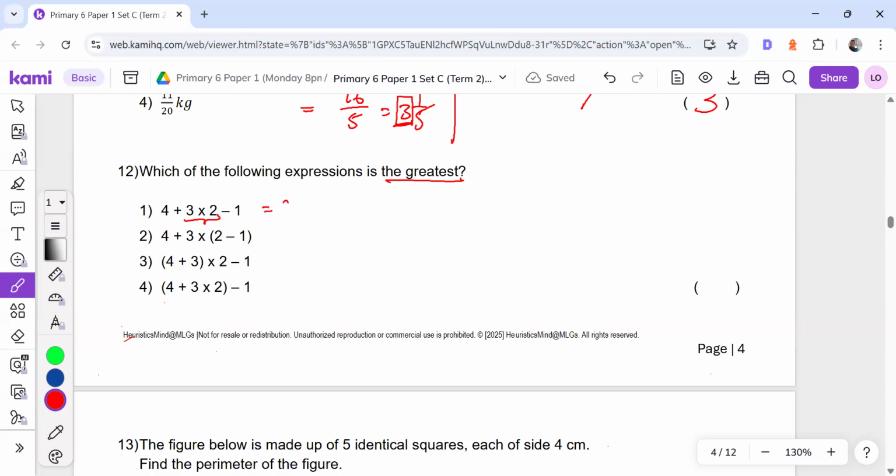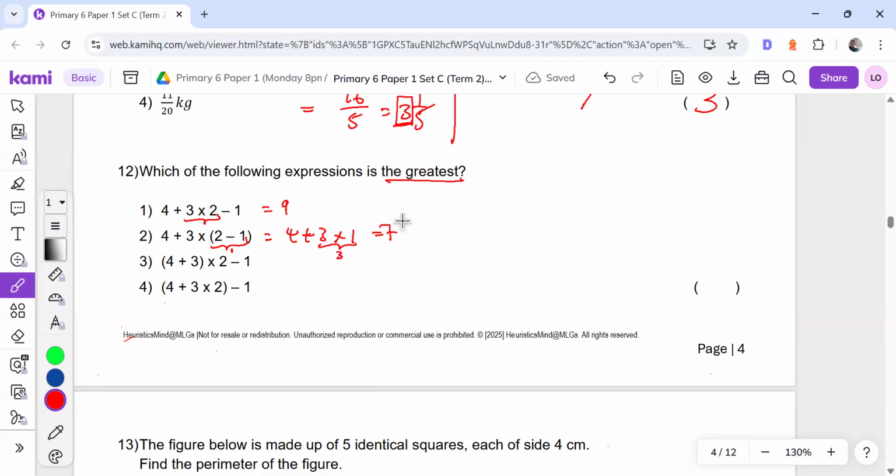10 minus 1 will be 9. Okay? And then 4 plus 3 times 2 minus 1. Do the bracket first. So that will be 1. Okay, 1. And then 4 plus, let me write down. 4 plus 3 times 1. So what do you do now? You do the times first. So 4 plus 3, right? And you get 7. Okay?